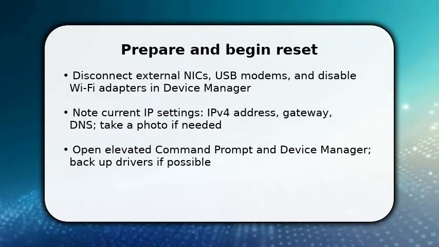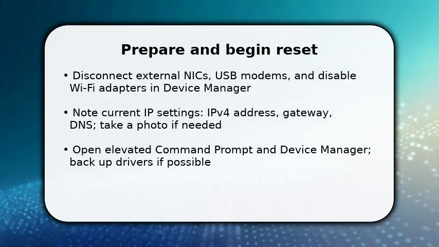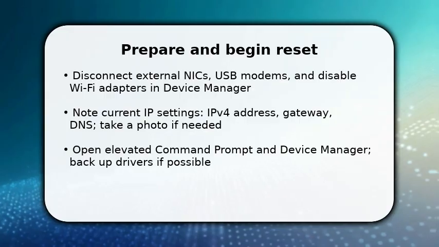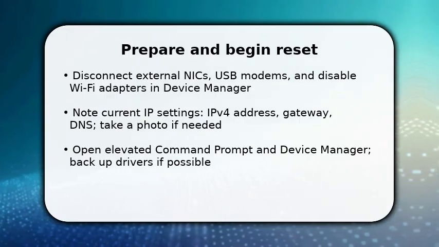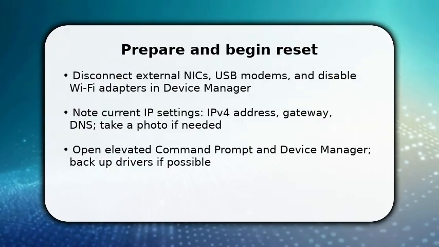You start by shutting down interference. Unplug external NICs and disable the wireless adapter so you can focus on the onboard device. Next, record your current IP, gateway, and DNS. Take a photo to avoid guessing later.